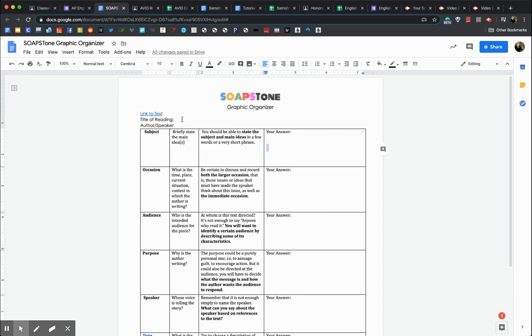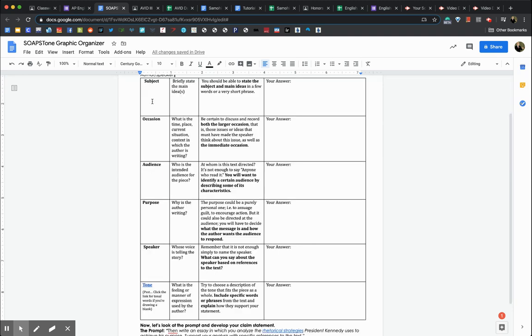So give me the title of the reading, the author, the speaker, and then you're going to do our normal thing. So subject: what is the main idea of what JFK is talking about here? What is the subject that he is talking about to this audience? What is the occasion? I want you to be certain to discuss and record both the larger occasion, that is those issues or ideas that must have made the speaker think about this issue, as well as the immediate occasion, like what is on the invitation for everybody who's listening to the speech.